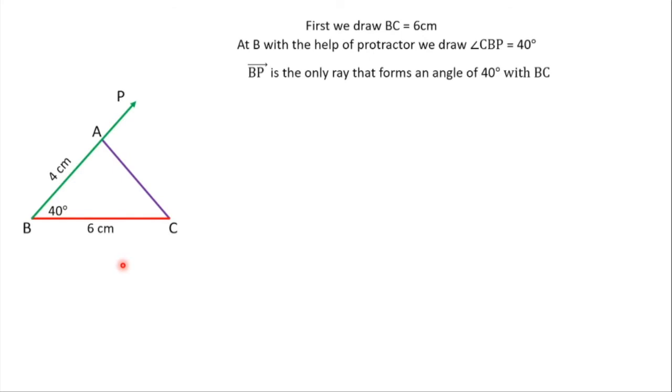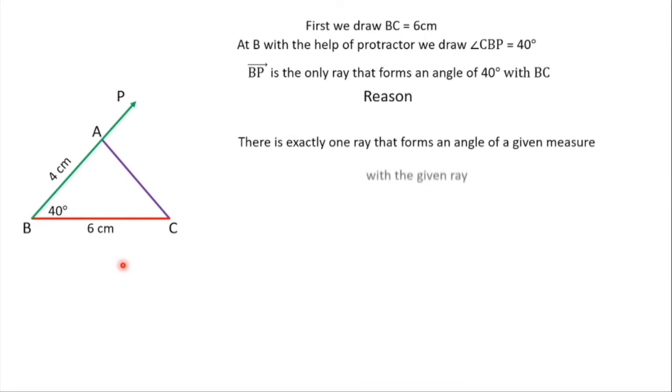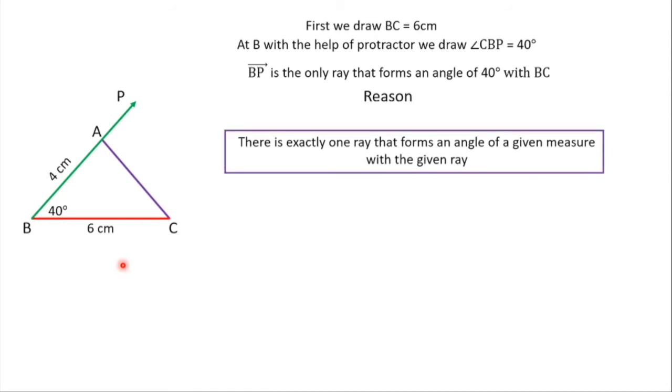Do you know the reason for this? The reason is that there is exactly one ray that forms an angle of a given measure with a given ray. This is called the unique ray corollary, which is a corollary to the angle measurement postulate.